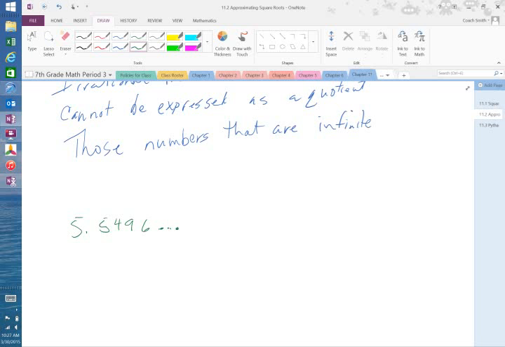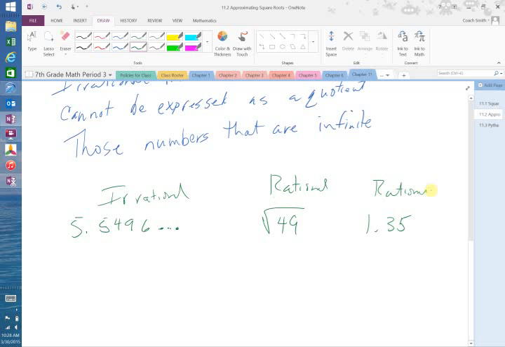Okay, so this would be an irrational number. So this is irrational. This is rational. Why is 1.35 rational? Well, can I express 1.35 as a fraction? Yes. It's 1 and 35 over 100. Or it's 135 over 100. Or you could reduce it and all that. So it is a rational number.